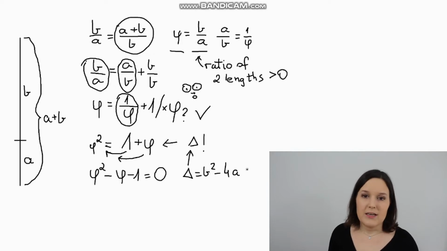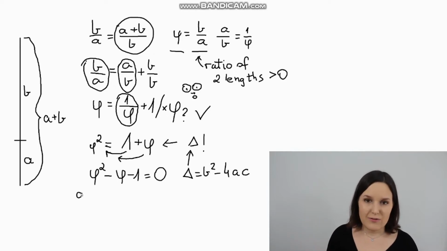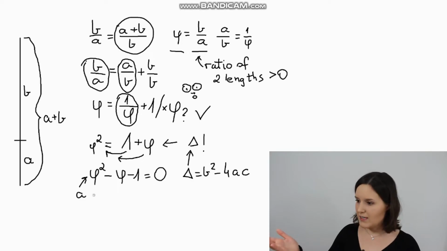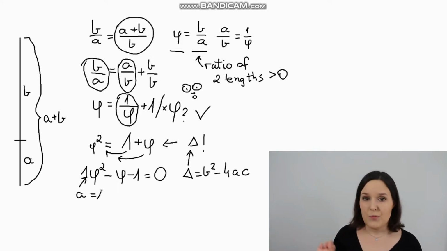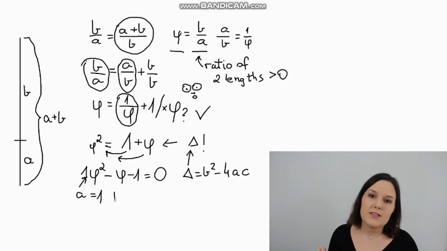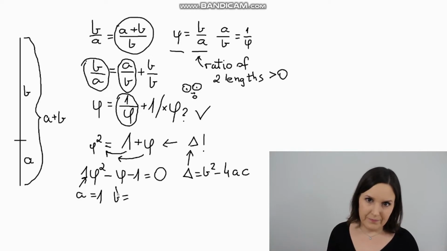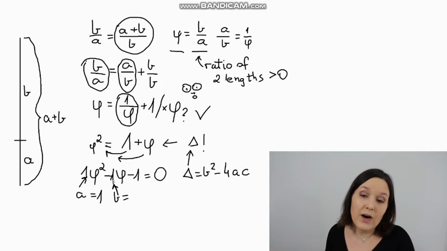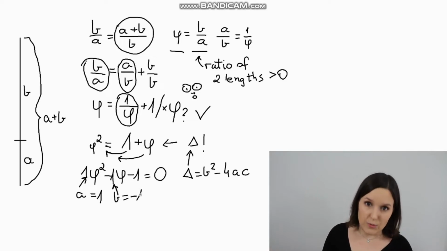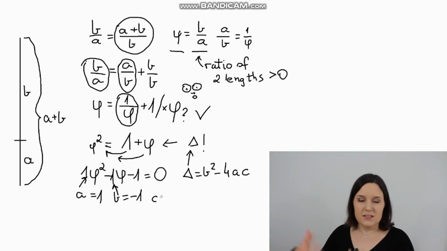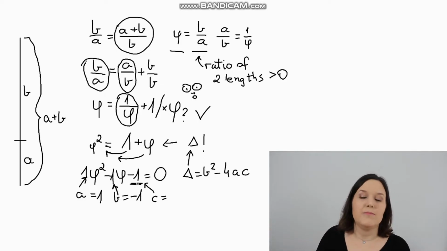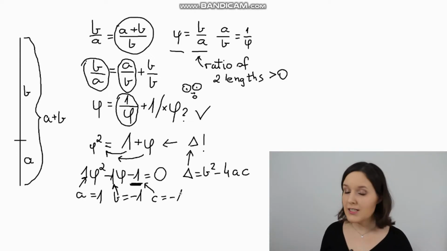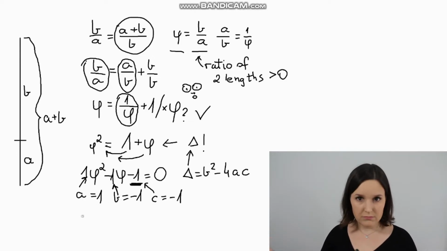What are a, b, and c? Easy. A is the number next to phi squared. How many phi squared do I have in this equation? 1 phi squared. So a is 1. Now b is the number next to phi. I have minus 1 phi, so b is minus 1. And then c is the constant term, the number without phi. So also minus 1. And I just substitute into the formula.